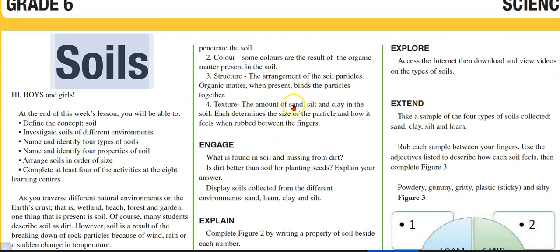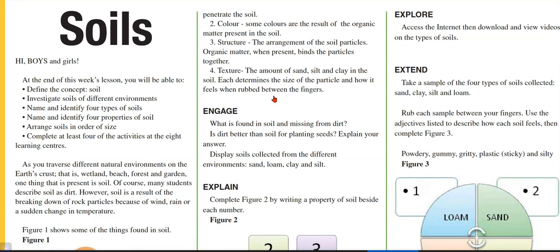Texture, the amount of sand, silt, and clay in the soil. Each determines the size of the particles and how it feels when rubbed between the fingers. So if you were to take up some soil and rub some sandy soil between your fingers, it will feel a certain way, which would be different from if you take up some silt and rub it between your fingers. Or if you took up some clay and rubbed that between your fingers, they would all be a little different.